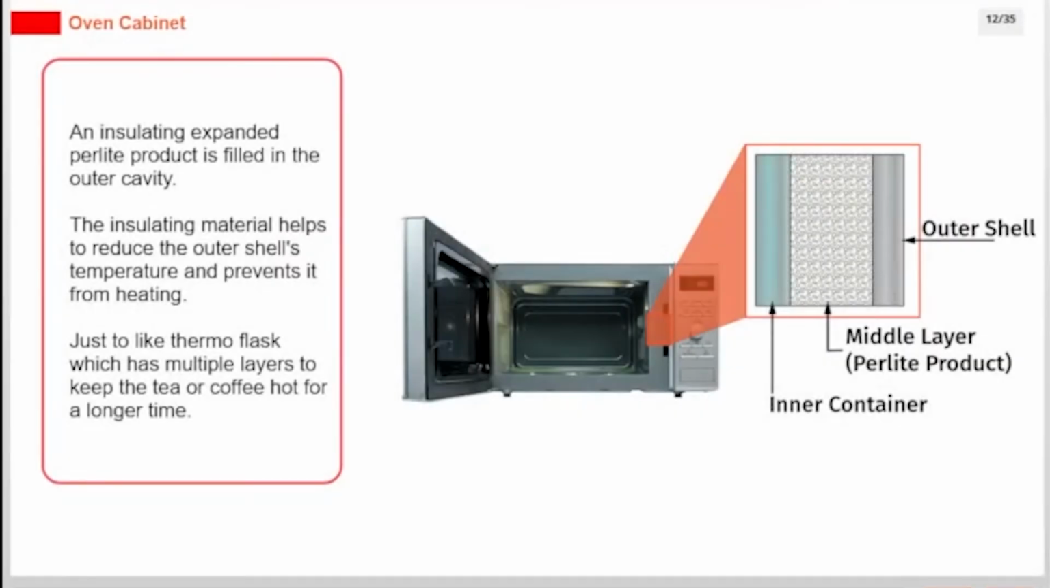An insulating expanded perlite product is filled in the outer cavity. The insulating material helps to reduce the outer shell's temperature and prevents it from heating. Just like a thermoflask, which has multiple layers to keep the tea or coffee hot for a longer time.